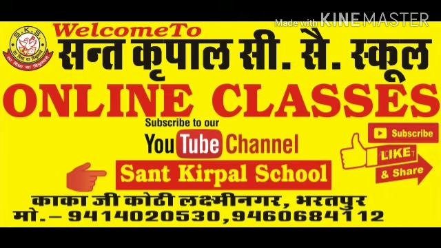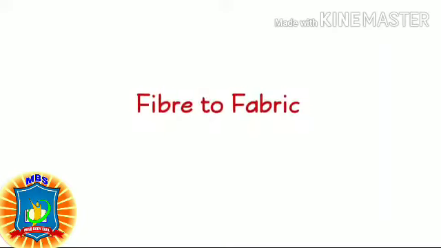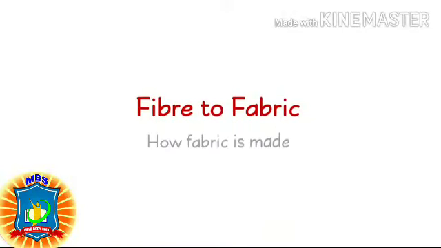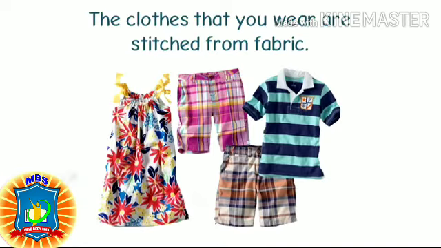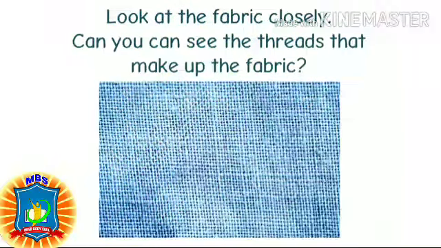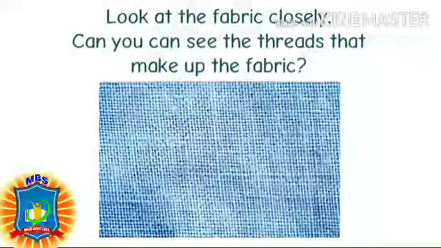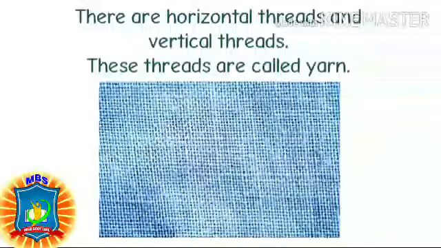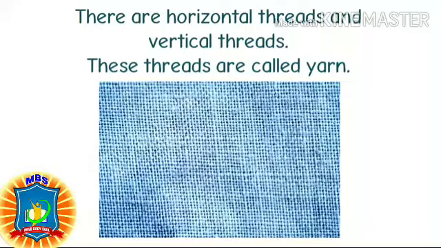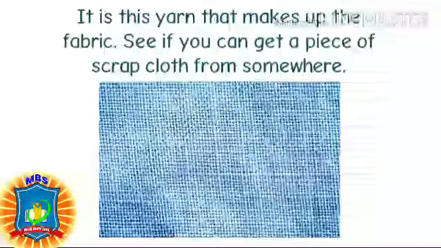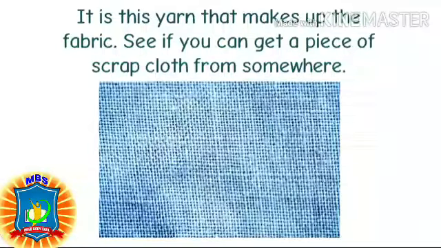Today, we are learning about fiber to fabric. How fabric is made. The clothes that you wear are stitched from fabric. Look at the fabric closely. Can you see the threads that make up the fabric? There are horizontal threads and vertical threads. These threads are called yarn. It is this yarn that makes up the fabric.